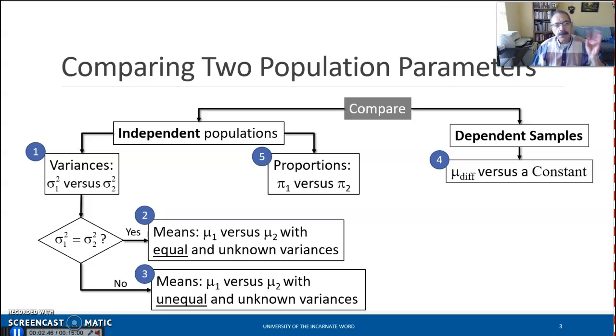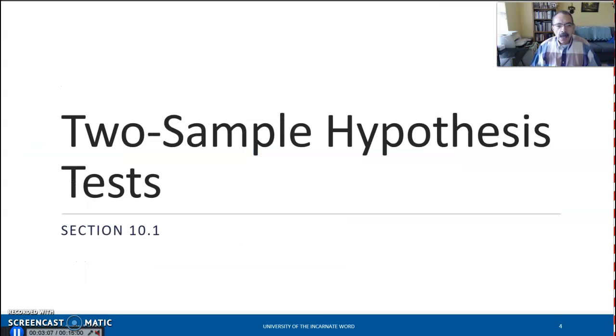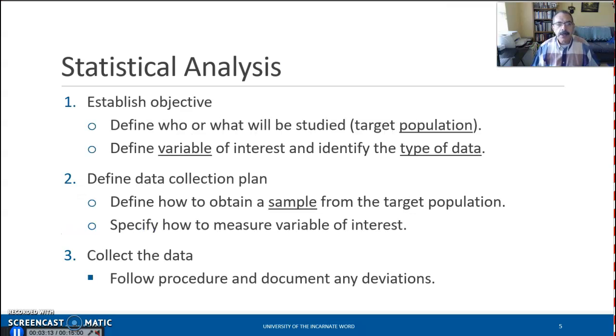This week we'll talk about comparing variances and comparing the means of independent populations, but the means only for when the variances are equal. Then in the next week, we'll talk about the comparison of the means when the variances are not equal. All right, this section, the two-sample hypothesis test, corresponds to section 10.1 in your textbook.